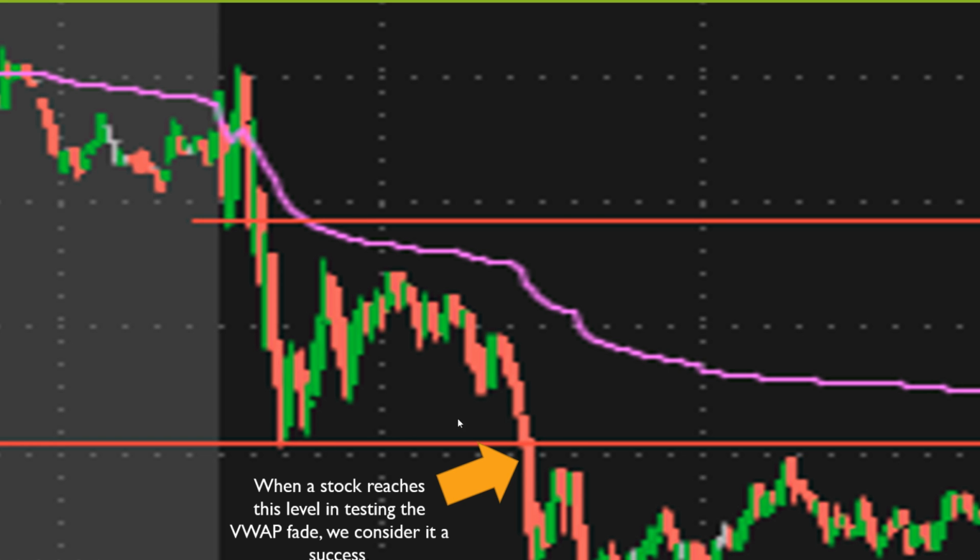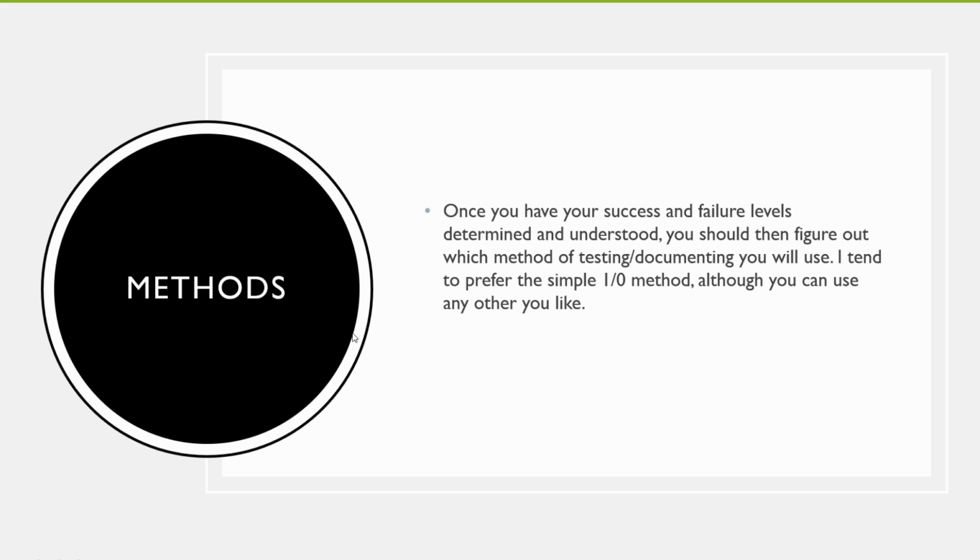And so if it actually triggers your risk level before hitting down here, then it's a failure. But if it triggers this level before hitting that one, then it's a success. Everybody follow?